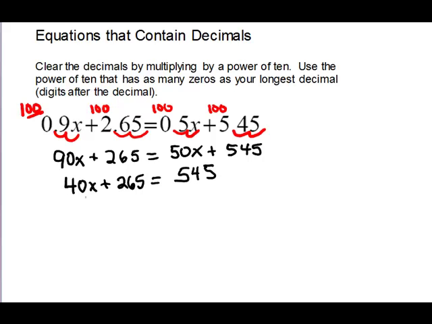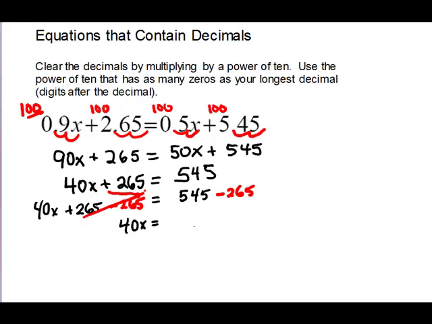Now I'm going to isolate the x, so I need to get rid of the 265. It's added, so I'm going to take it away from both sides. Your equals should always come straight down. If I took it away on the left, it also has to come off of the right. The left, it will cancel out. That was our plan. And we'll subtract here. Now we're ready to divide.